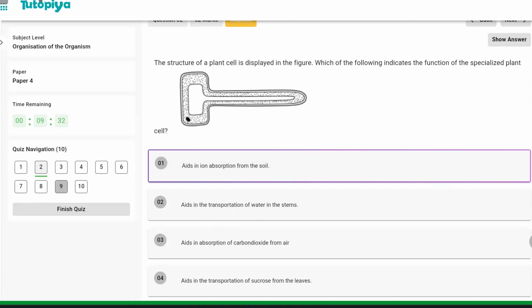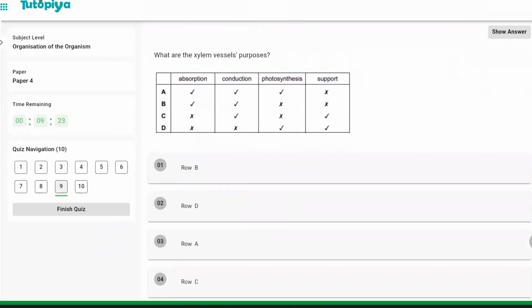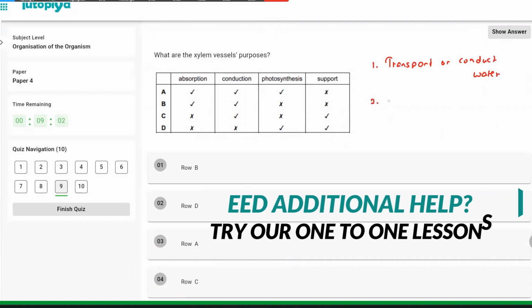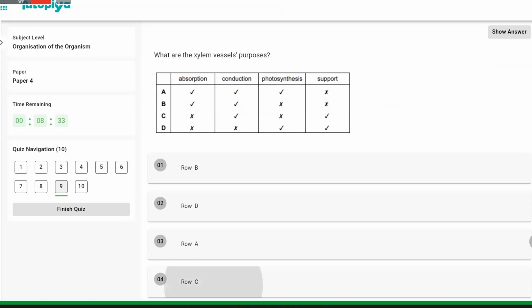All right, let's take a look at one more question before we wrap up. What are the xylem vessels' purposes? Now, we've learned all about the xylem vessels, and we've learned that the xylem vessels basically have two functions. So the first function is, of course, to transport or conduct water. And the second function is also to provide support. So let's see which row gives us the suitable answer. So the answer is conduction of water and support. So the answer where both of them are ticked is row C. So row C is our answer. Xylem vessels conduct water and minerals, and they also provide support. So that's what I'm choosing down here.